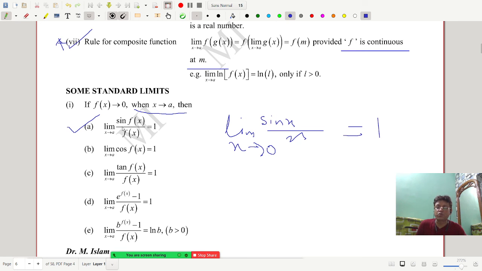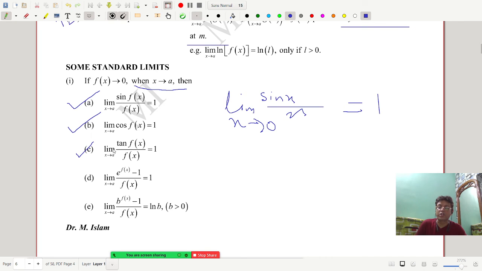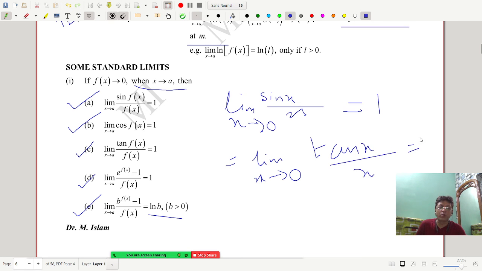So limit x tends to a of sin f(x) by f(x) equals 1, limit x tends to a of cos f(x) equals 1, limit x tends to a of tan f(x) by f(x) equals 1, limit x tends to a of e to the power f(x) minus 1 by f(x) equals 1, and limit x tends to a of b to the power f(x) minus 1 by f(x) equals ln b. Also I can write limit x tends to 0. These are the particular cases. These are the standard limits also. Tan x by x equals 1.